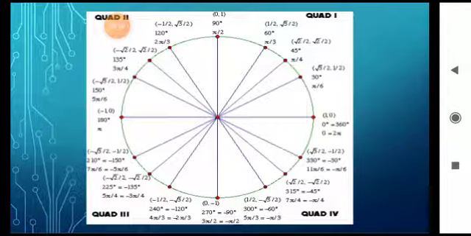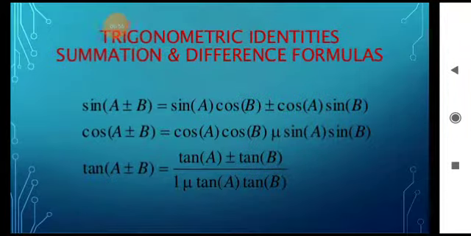Here 1 by 2, then root 2 by 2, root 3 by 2. These are the values of the corresponding angles on the circumference of this circle. So you may learn these things.